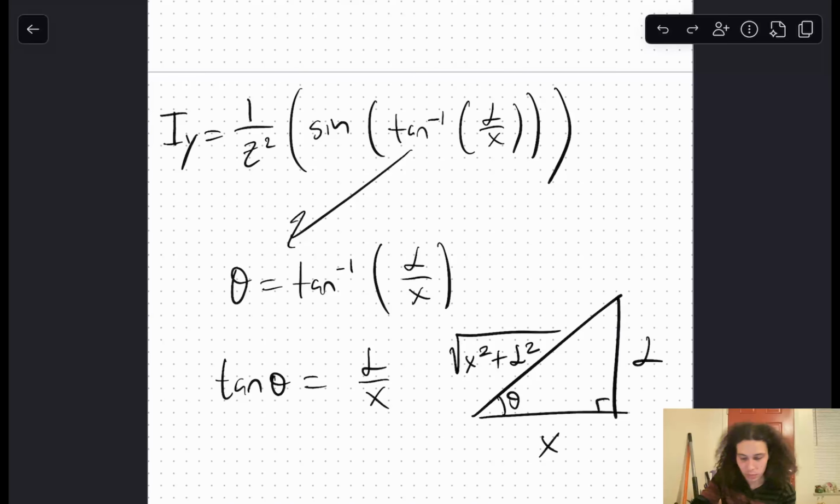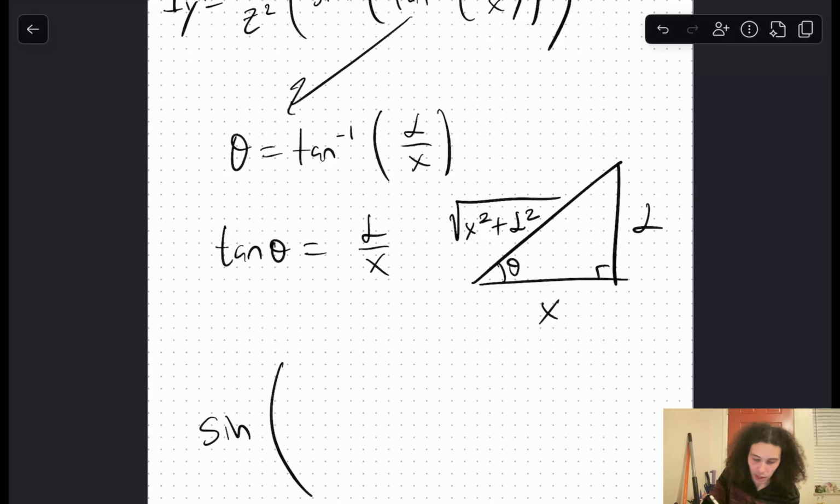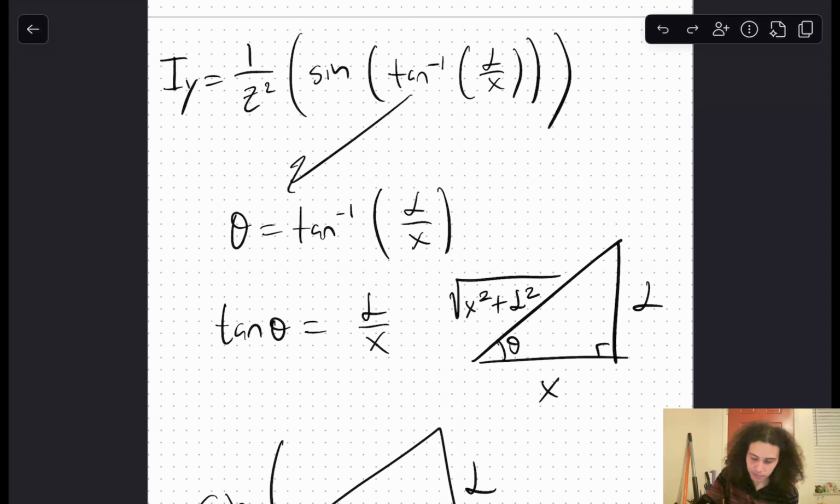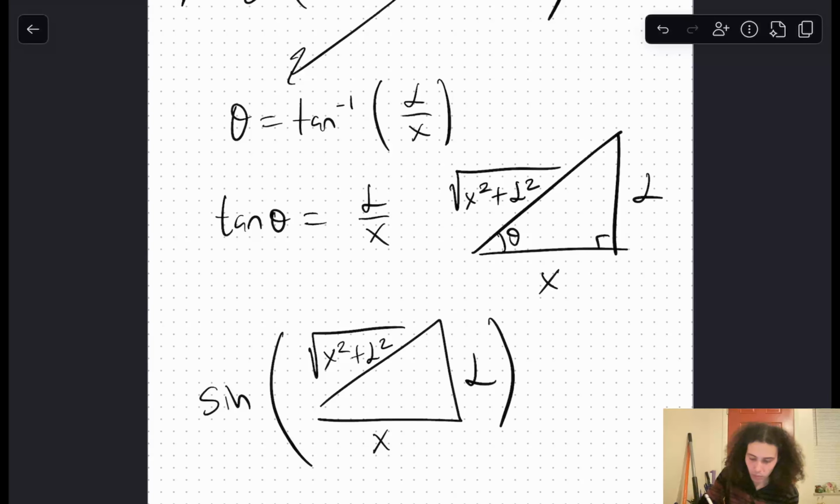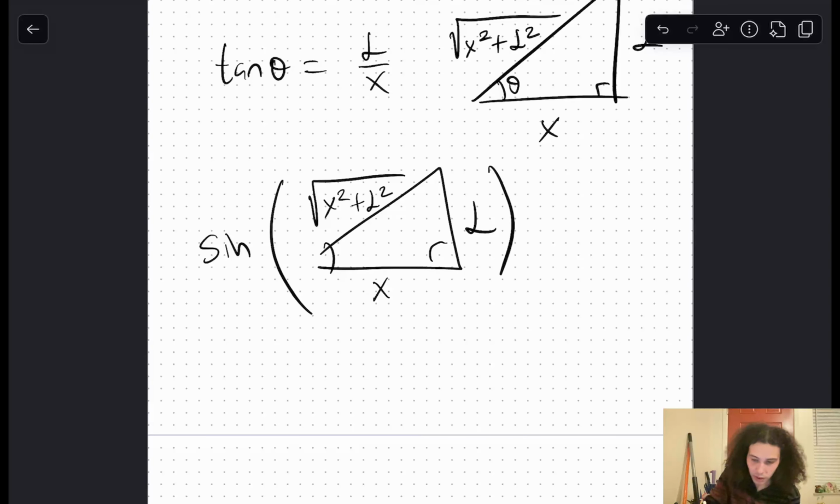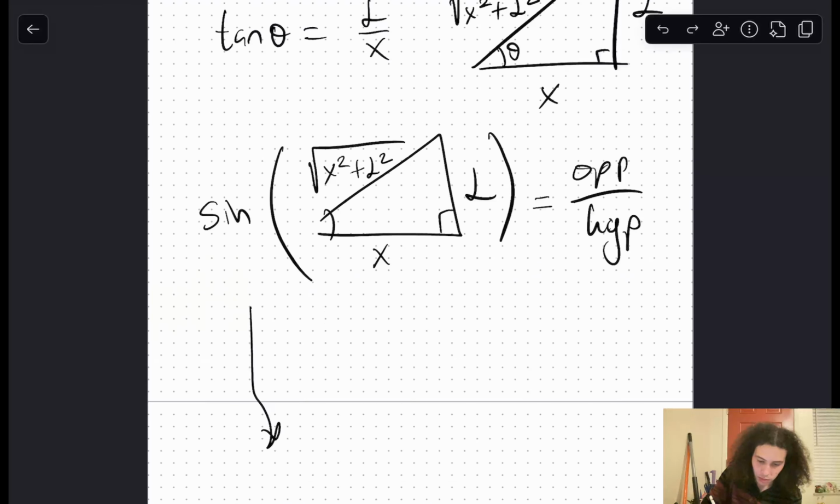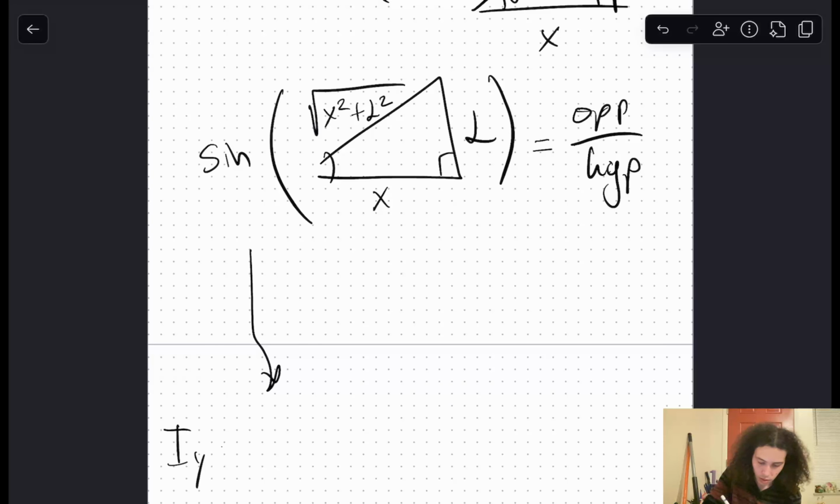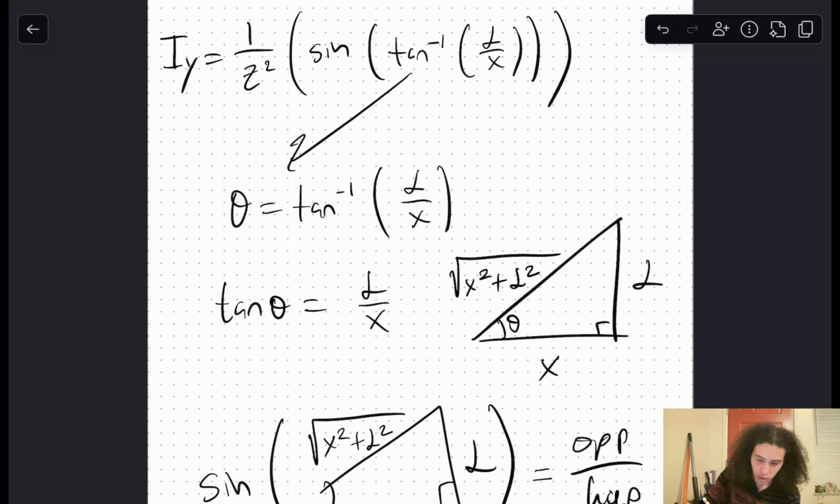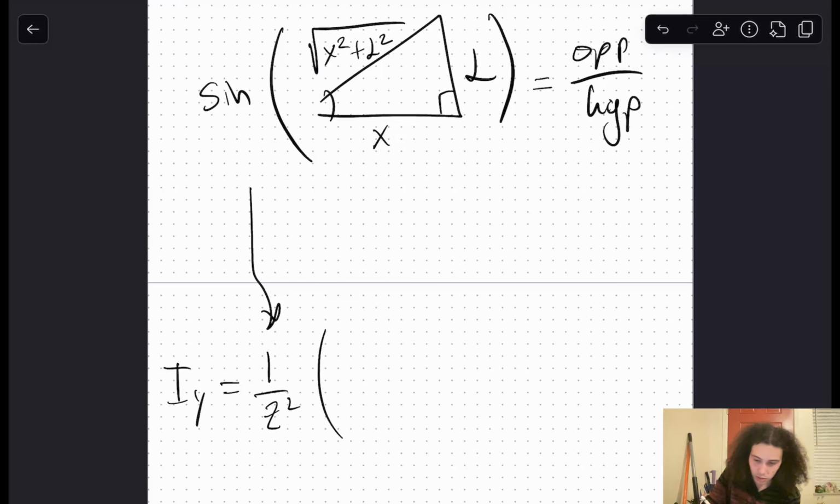Now, when you have something like a sine of inverse tangent, you imagine the sine of this triangle here. That's essentially what this expression means. And the sine of this triangle is, again, opposite over hypotenuse. So this expression here becomes Iy equals 1 over z squared, and this whole thing becomes L over the square root of x squared plus L squared.